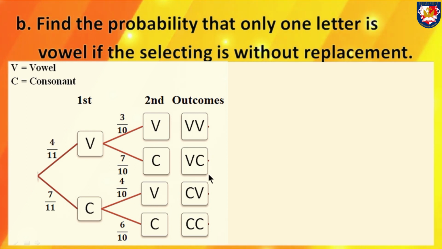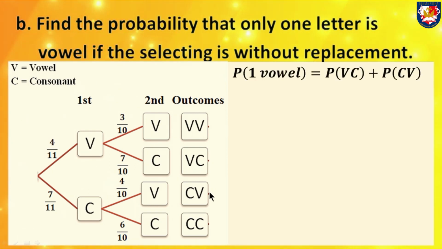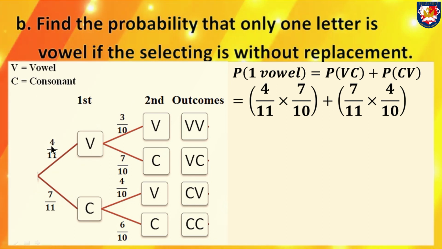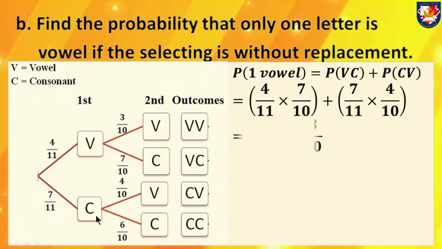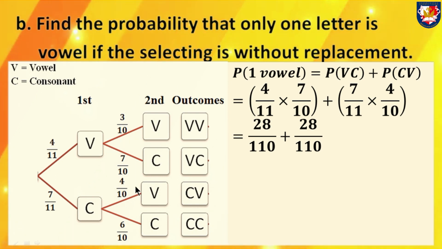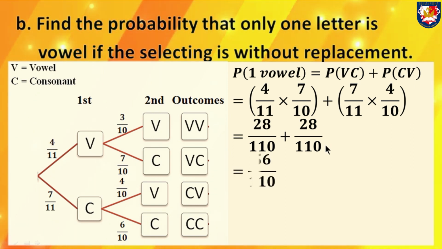So these two are the favorable outcomes for one vowel: vowel-consonant plus consonant-vowel. For vowel-consonant it is 4 per 11 times 7 per 10. For consonant-vowel it is 7 per 11 multiplied by 4 per 10. So it is equal to 28 per 110 plus 28 per 110, which equals 56 per 110.